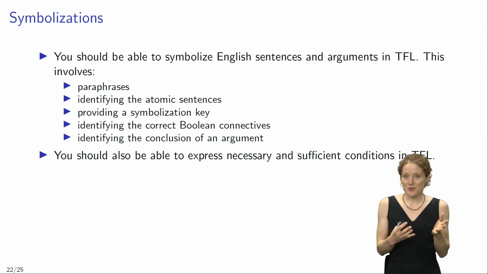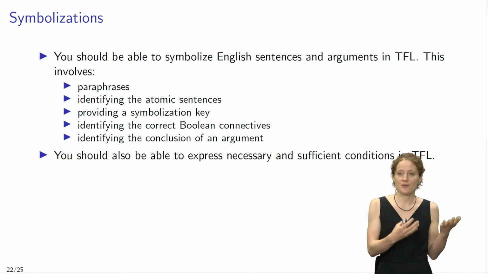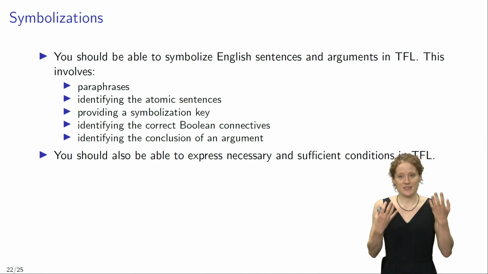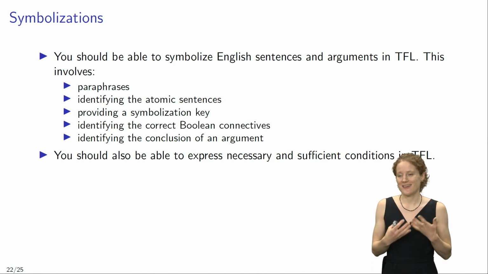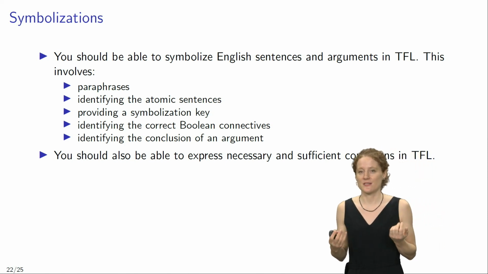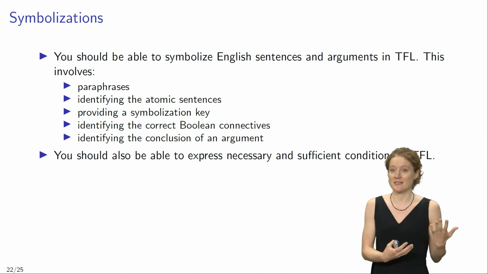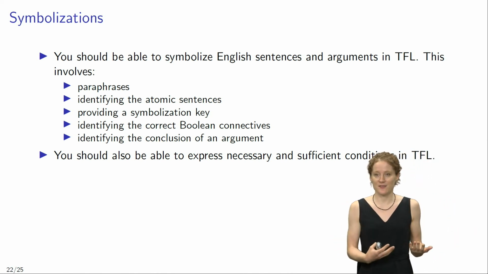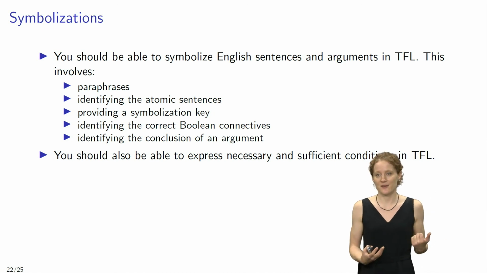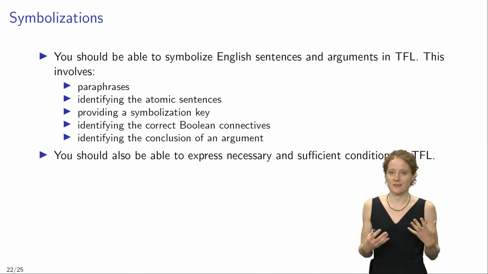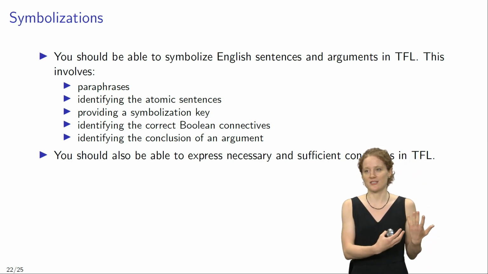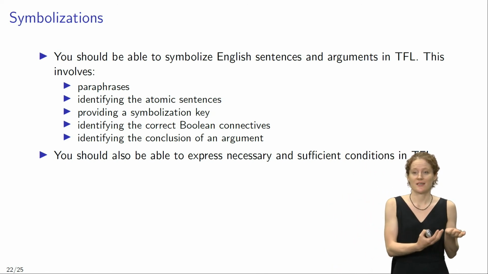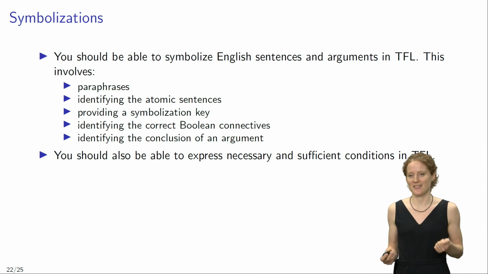In addition to these conceptual skills, we also learned how to symbolize English sentences and arguments in TFL. We discussed 5 main steps that this symbolization involves. So you should be able to paraphrase English sentences in TFL, identify the atomic sentences, provide a symbolization key, identify the correct Boolean connectives, and identify the conclusion of an argument. Those are all skills involved in the symbolization of an English sentence or argument in TFL. And then you should also be able to express necessary and sufficient conditions in TFL.